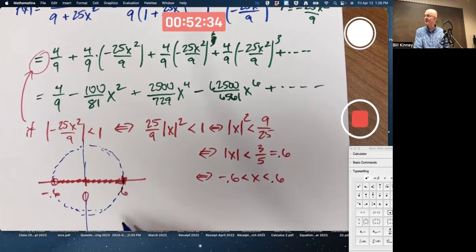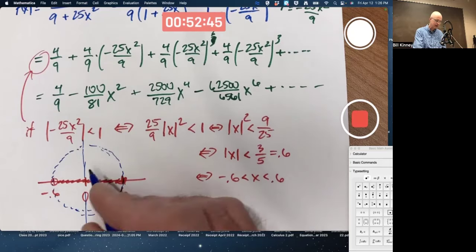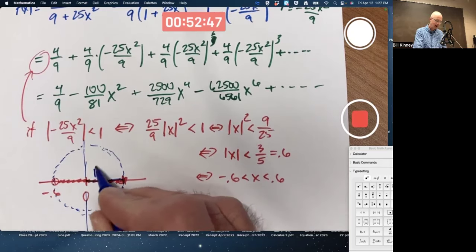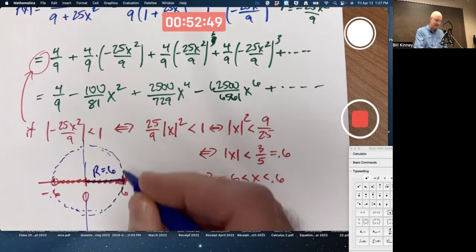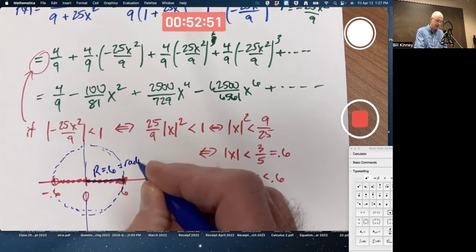It becomes a disk of convergence. Everything inside this disk are going to be complex numbers where the series converges. And the disk is the inside of a circle, and the circle's got a radius, r. And this is called the radius of convergence.